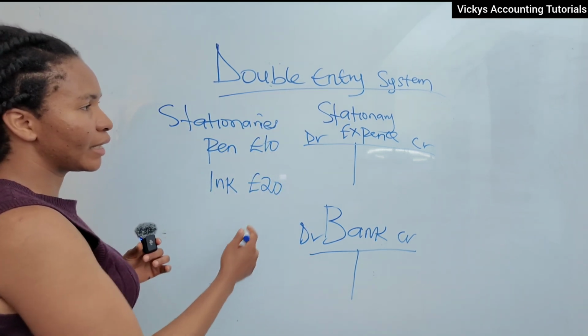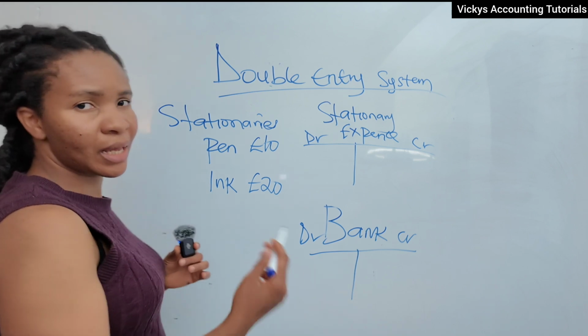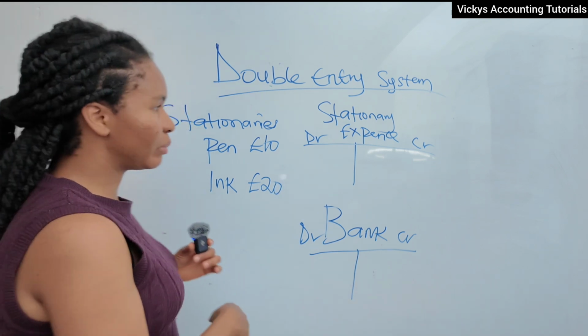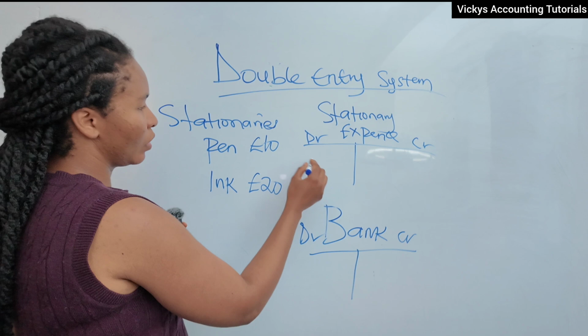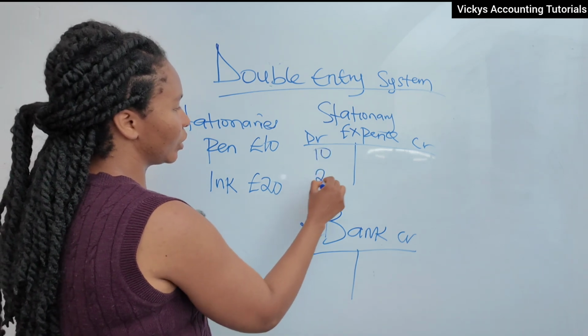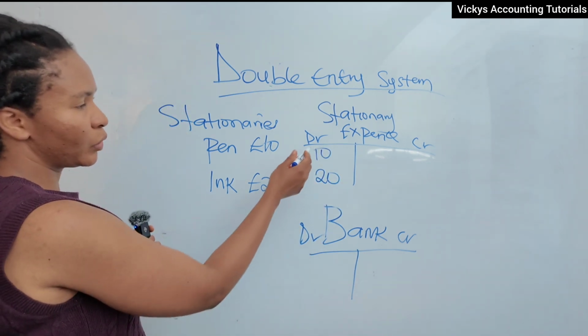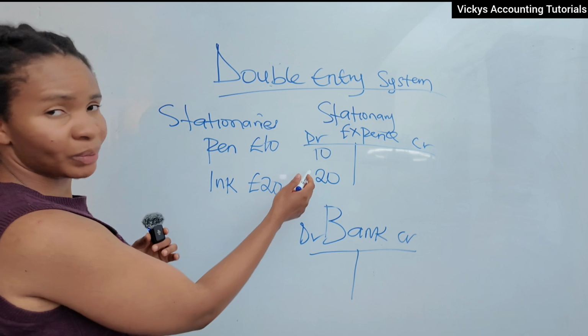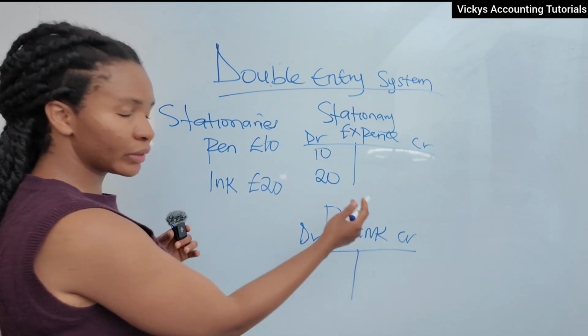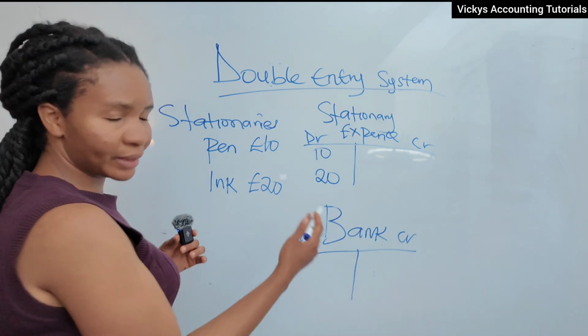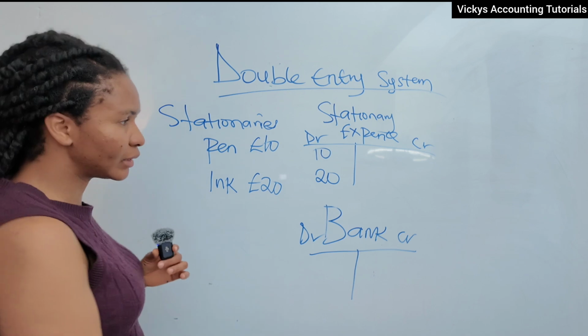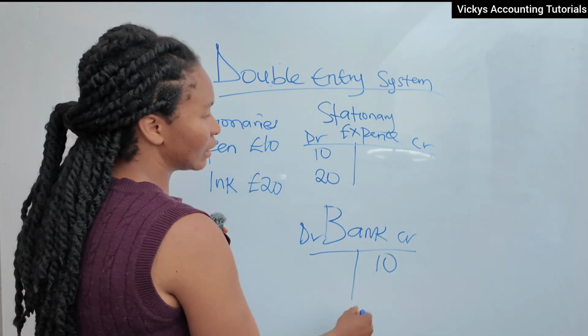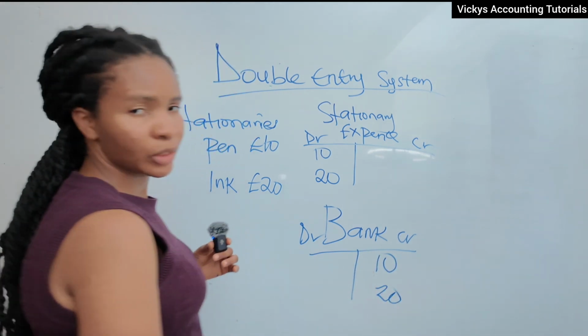Pen and ink, these are expenses, and expenses usually have a default debit balance. So £10, £20, okay? Because we've debited in the expense account, we have to credit because we have to reduce the amount that is in our bank because we're making payment, right? So pen £10, ink £20.